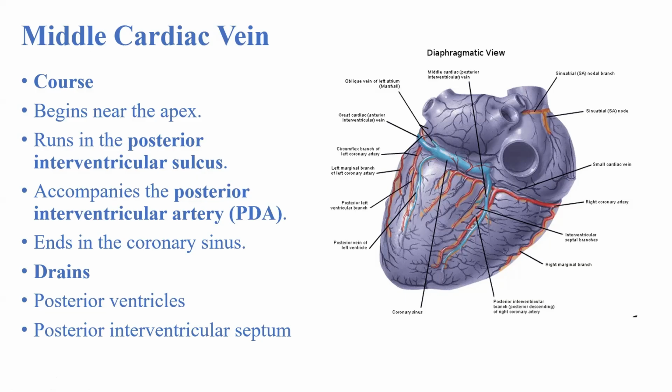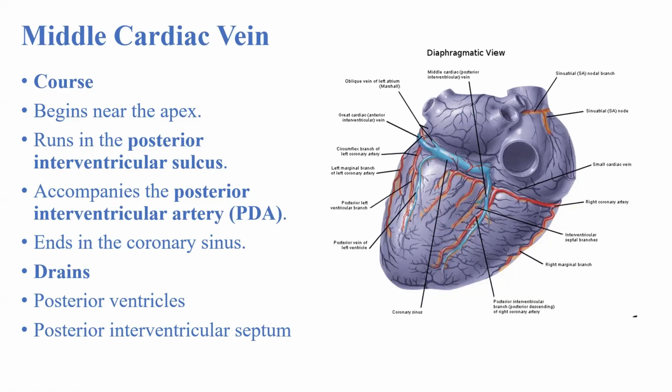If this posterior interventricular artery comes from the right coronary artery, it is called right dominance of heart, and if it comes from the left coronary artery, it's called left dominance of heart, and if it comes from both the arteries, it is called codominance of heart. So posterior interventricular artery runs in the posterior interventricular sulcus posteriorly, and it is accompanied by the middle cardiac vein.